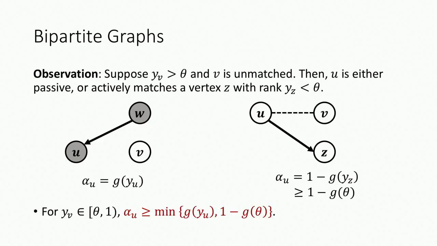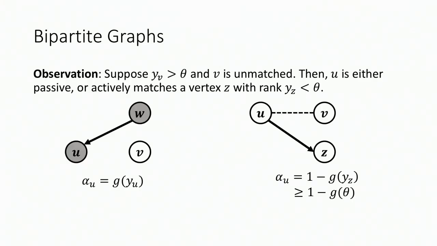Now, let's look at the gain of u as yv changes. So whenever yv is greater than theta, meaning that v is unmatched, then u has to get matched, right? It's a greedy procedure. So there are two possibilities. It matched passively or it matched actively. If it matched passively, meaning that some other vertex, let's say w, chose u, by definition, it gets g of yu, depending on its own rank.